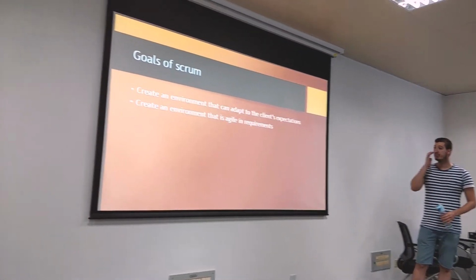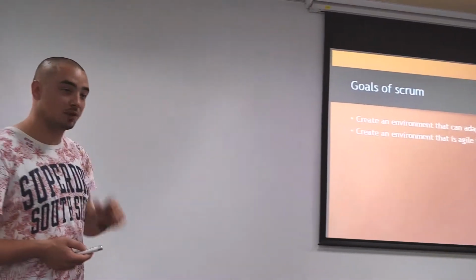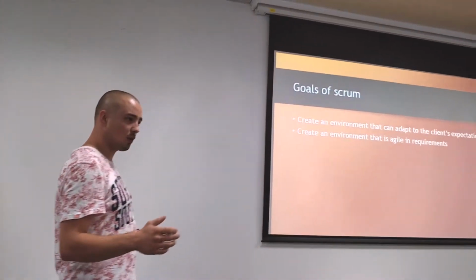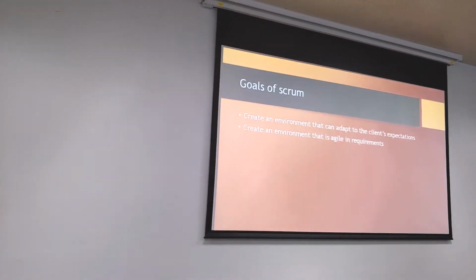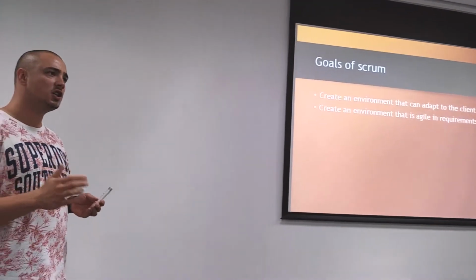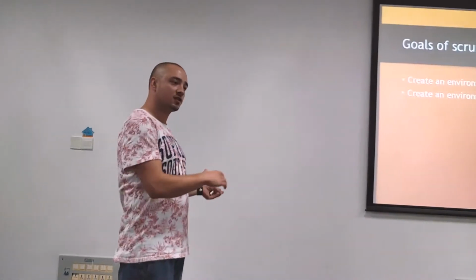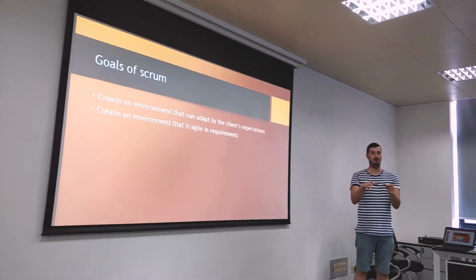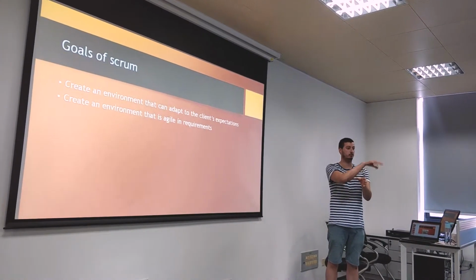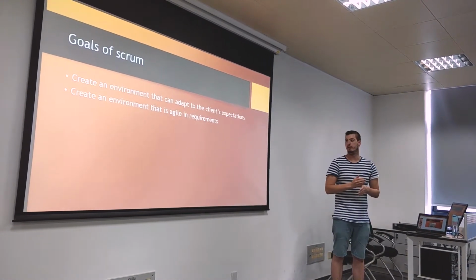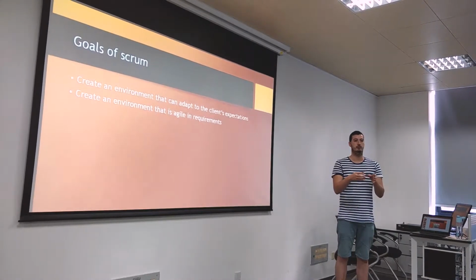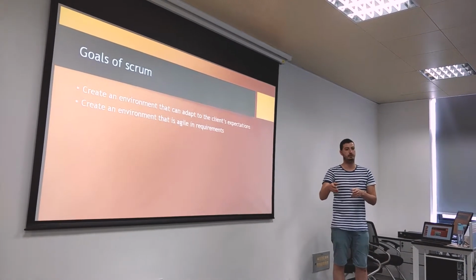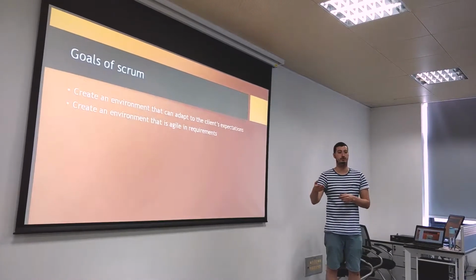Goals of Scrum: create an environment that can adapt to the client's expectations, and create an environment that is agile in requirements. You start with the first sprint, of course. And after the first sprint, you have a shippable product, as we said, and it's important. So at each sprint, you add something to the previous sprint. When you finish your sprint backlog, you take new items from the product backlog, so the whole list, for the new sprint. And the goal is for every sprint to have an MVP, a minimal viable product, so it's shippable to the client, so it's sellable.